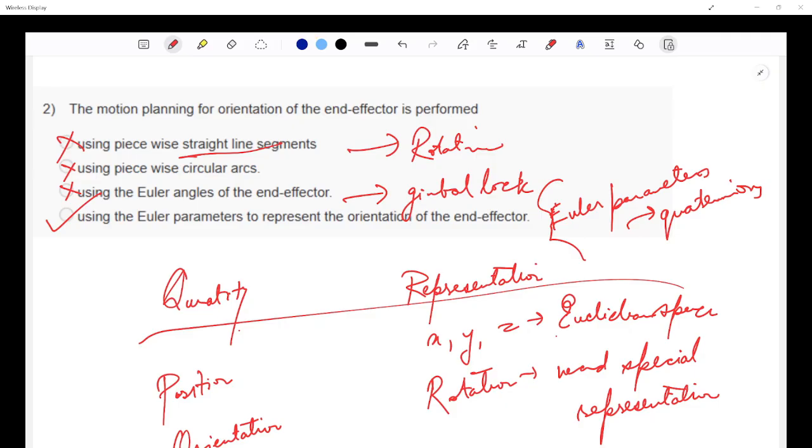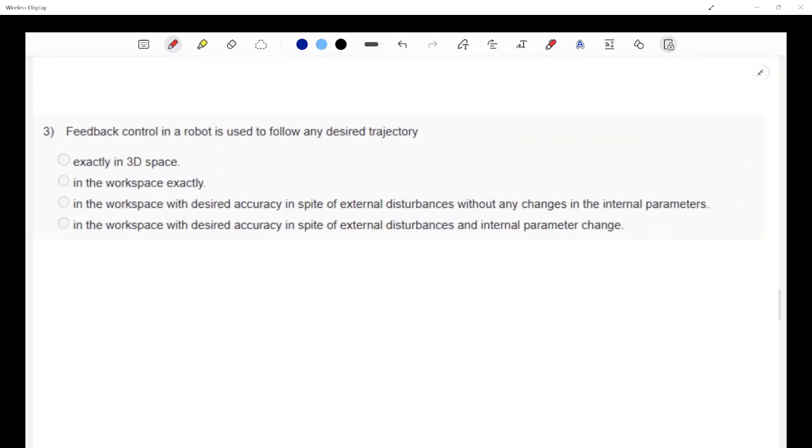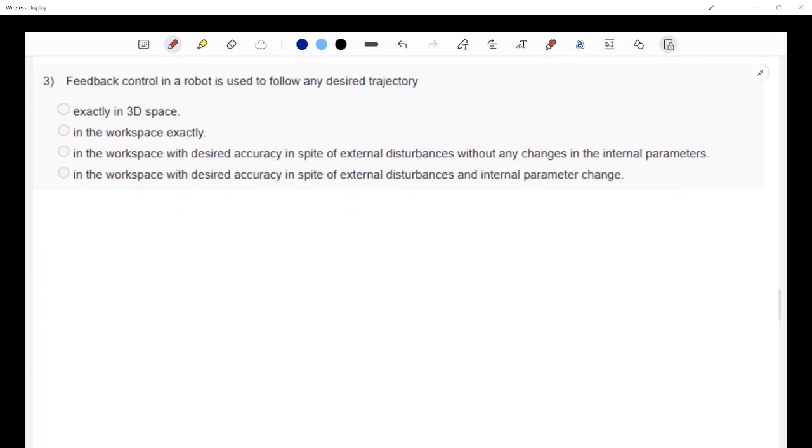Let's move to the next question. Feedback control in a robot is used to follow any desired trajectory exactly in 3D space, in the workspace exactly, in the workspace with desired accuracy in spite of the external disturbances without any changes in the internal parameters, in the workspace with desired accuracy in spite of external disturbances and internal parameter change.